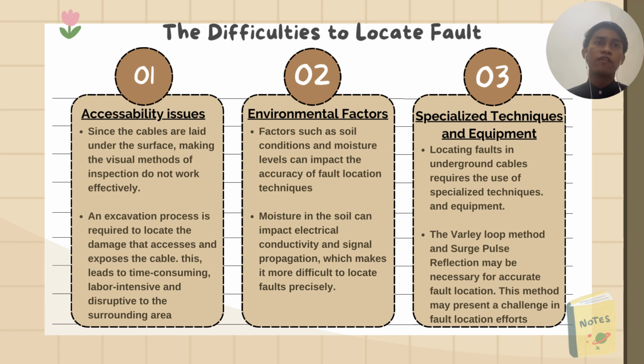So locating faults in underground cables requires the use of specialized techniques and equipment. So the Varley loop method and search pulse reflection, for example, may be necessary for accurate fault location, and the expertise to interpret the data of these methods may present a challenge in fault location efforts.